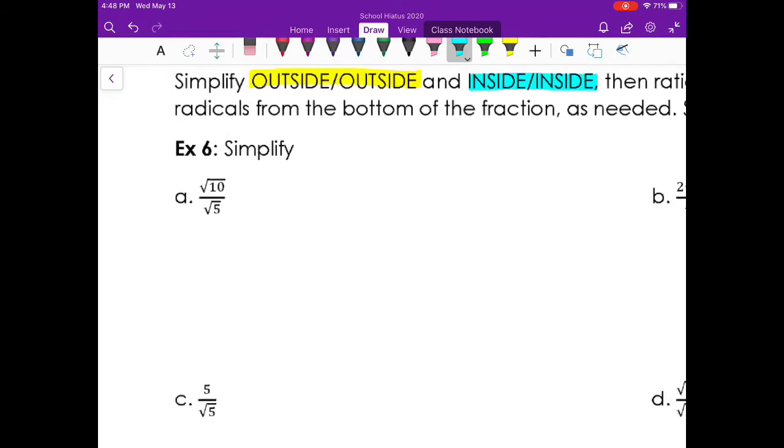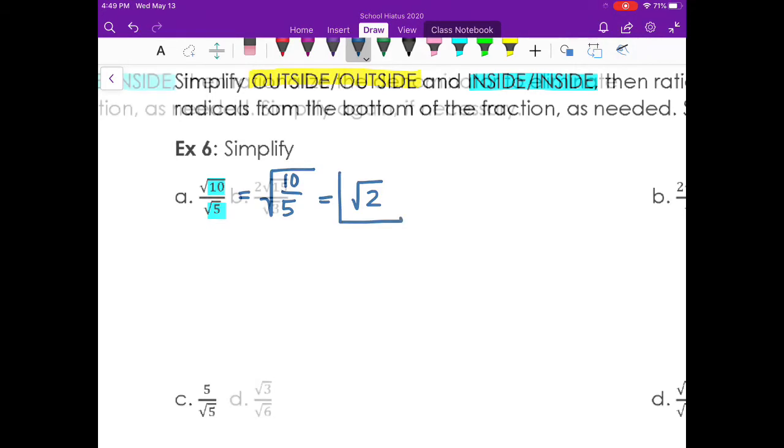When we look at example 6a, we see that the 10 and the 5 are both inside of radicals, and so we are just going to be able to divide them. So we can rewrite them into a single radical if we like, but it's not required. 10 divided by 5 is 2, and so this is going to give us radical 2 as a result. Then we're going to look at that and ask, is there anything that we could do to simplify this further? Are there any perfect square factors of 2? And the answer is no, and so this is in simplest radical form.